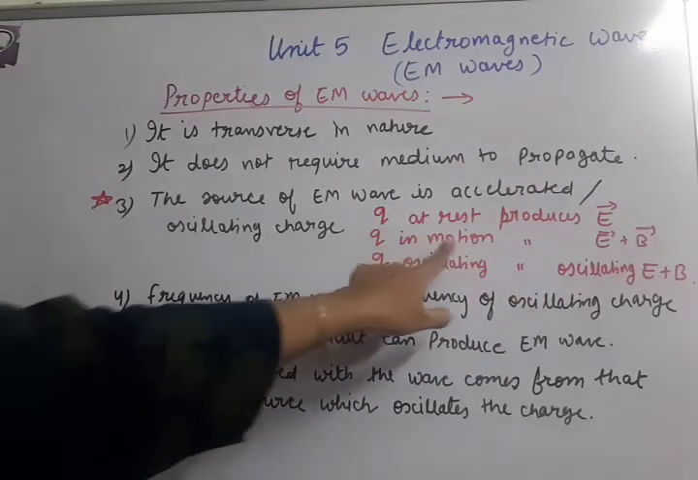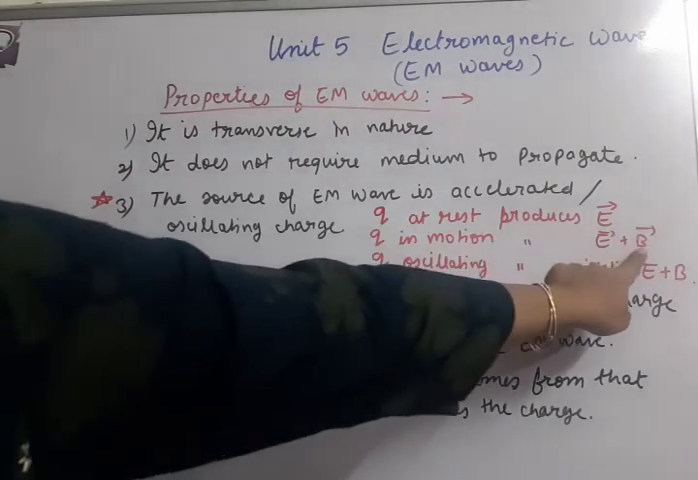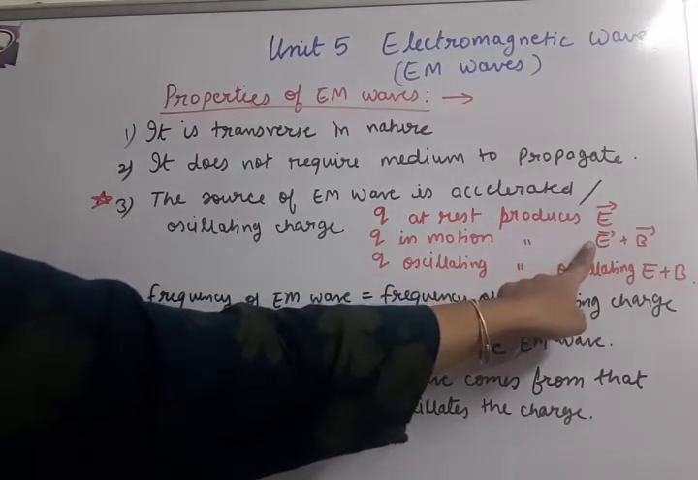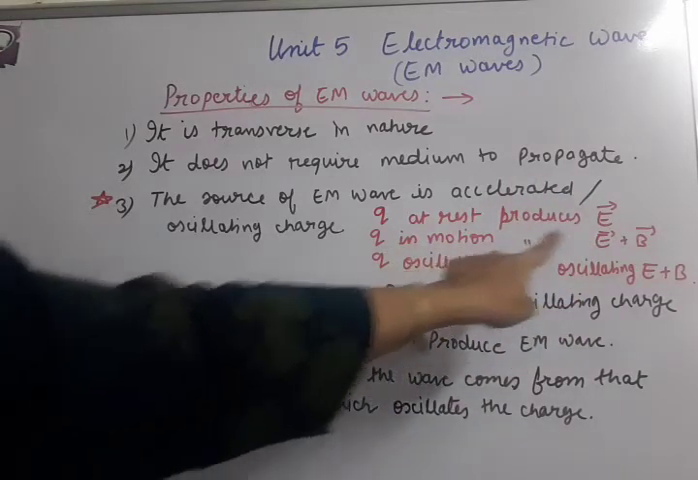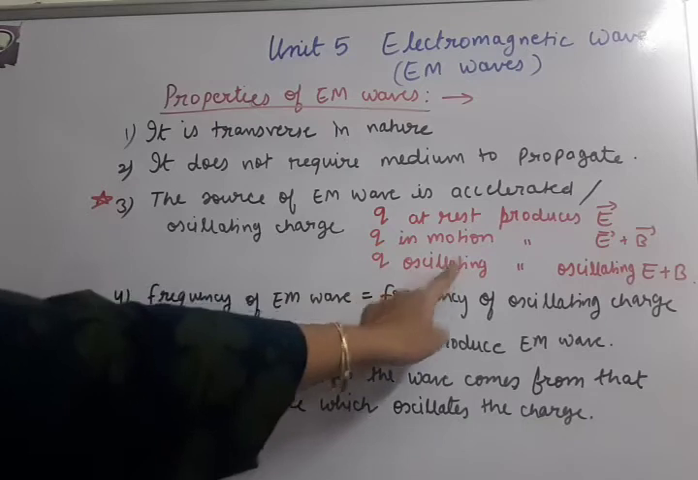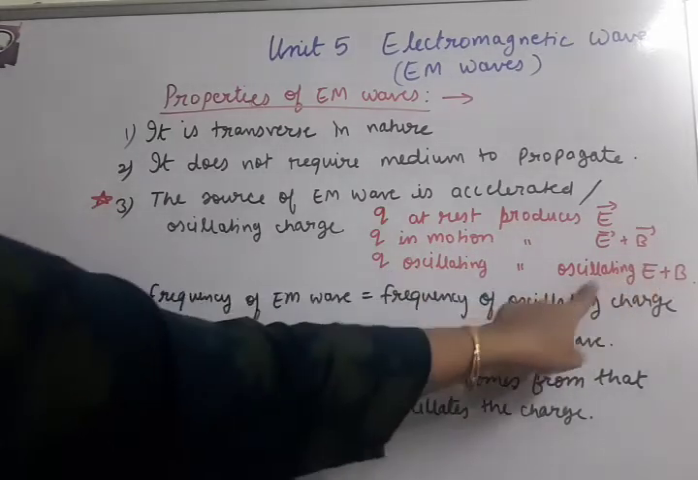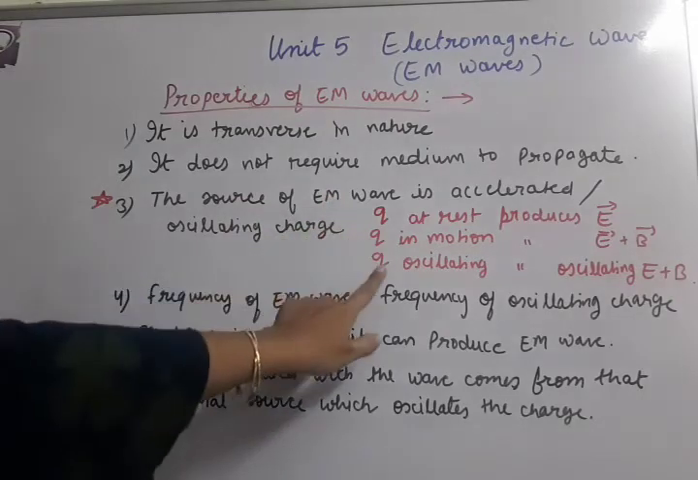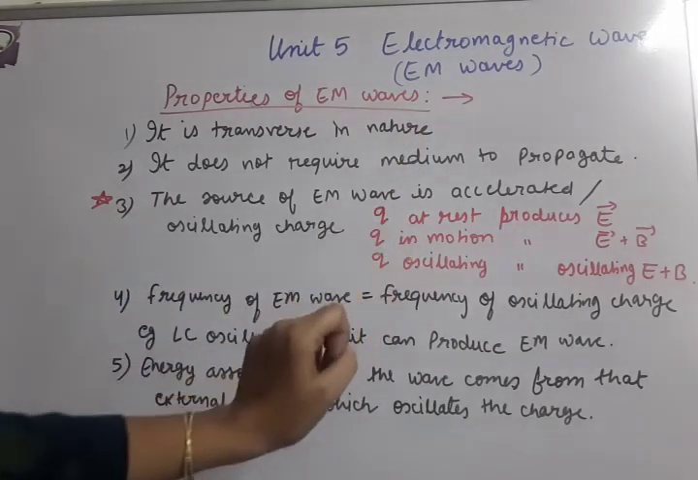In the same manner, if charge is in motion, that means charge in motion means current. Current produces magnetic field also. So because it is charge, it will produce electric field, and because it is charge in motion also, that means current is also present. So magnetic field will also be produced. So charge in motion produces both E and B. In the same manner, if charge is oscillating, then the produced fields will also be oscillating. So electric and magnetic field which are produced will also be oscillating. So that's why the source of EM wave is an oscillating charge, or accelerated charge also we can call it.